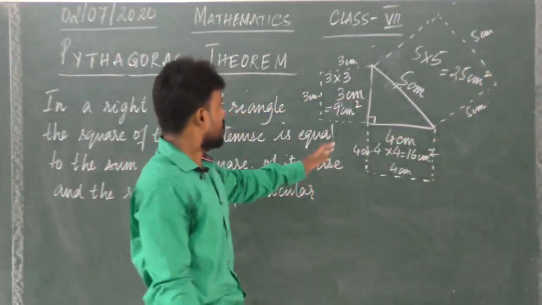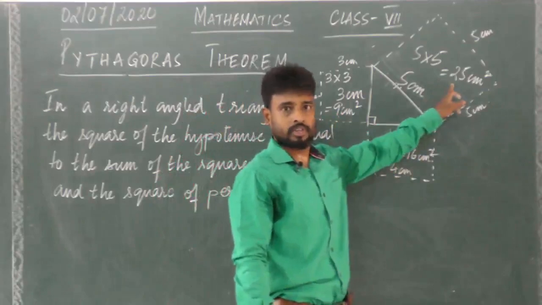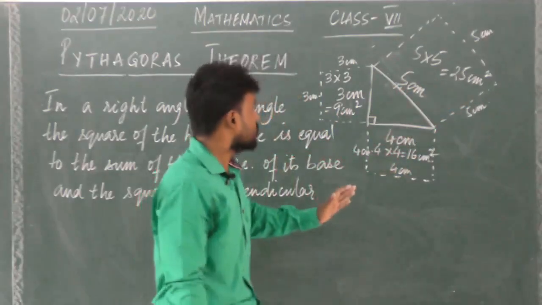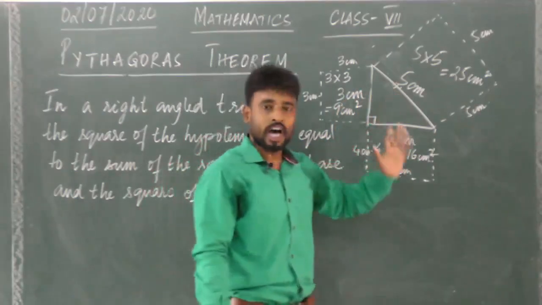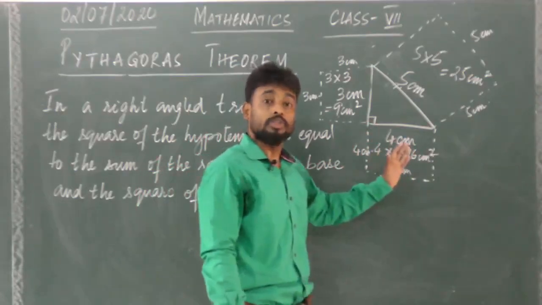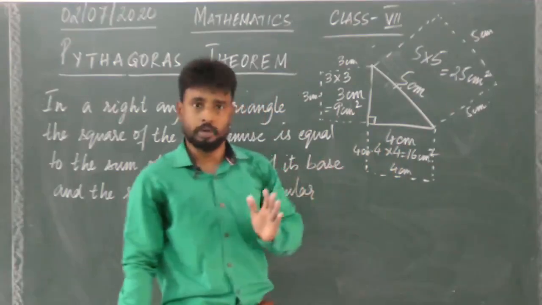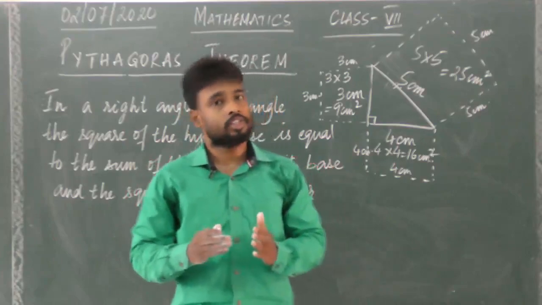Now you can check here that the sum of 9 and 16 is equal to 25. So we can prove that in a right angle triangle the square of the hypotenuse is equal to the sum of the square of its base and the square of its perpendicular. So this is what was given by Pythagoras in his theorem.